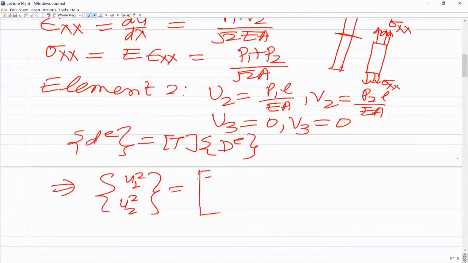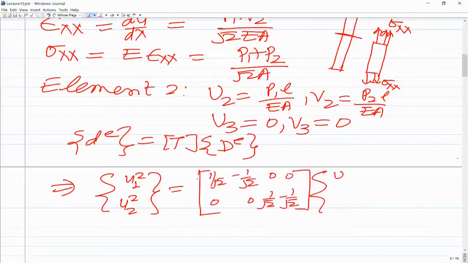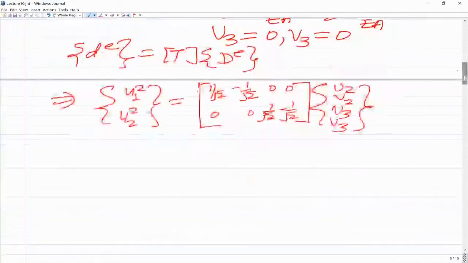So the transformation matrix is 1 upon root 2, minus 1 upon root 2, because cos alpha, sin alpha. So cos alpha is 1 upon root 2, minus 1 upon root 2, 0 0 0 0, 1 upon root 2, minus 1 upon root 2, and into that the displacements, which are basically u2, v2, u3 and v3 for the second element, because it consists of global nodes 2 and 3.